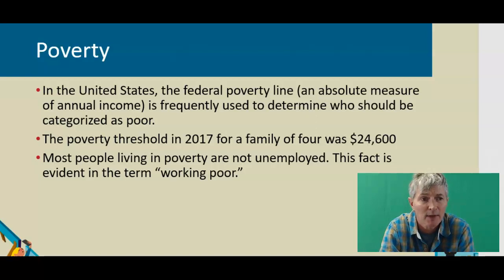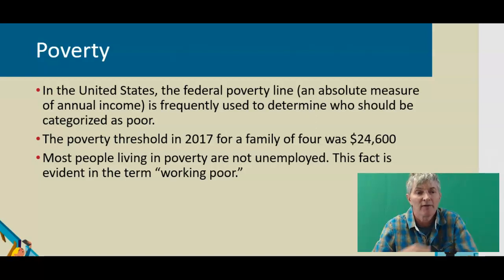Another thing that we have to talk about is poverty. In the United States, the federal poverty line is frequently used to determine who should be characterized as poor. The poverty threshold in 2017 for a family of four was $24,000 or $24,600. And most people living in poverty are not unemployed. The fact is evident in the term working poor. They just aren't making enough money through the jobs they're doing to make ends meet.